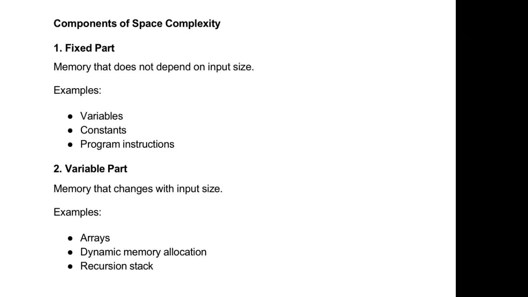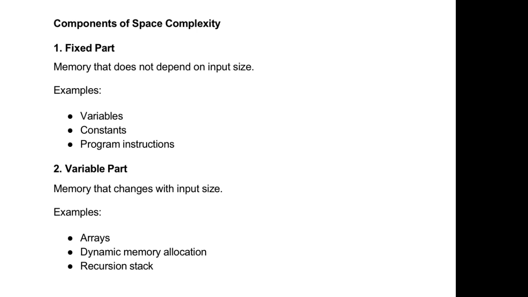Then components of space complexity: it has two components. First one is the fixed part, second one is the variable part. The fixed part contains variables, constants, program instructions, etc. The memory does not depend on input size; that part is called the fixed part. Then the variable part is arrays, dynamic memory, recursion stack, etc. That means memory that changes with the input size. That part is called the variable part. So space complexity means fixed part plus variable part.